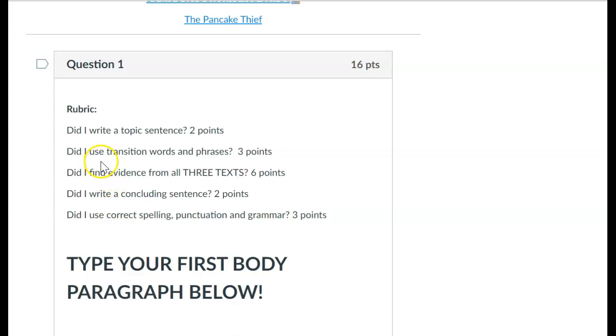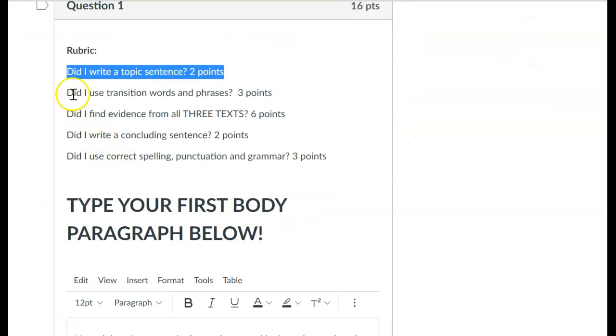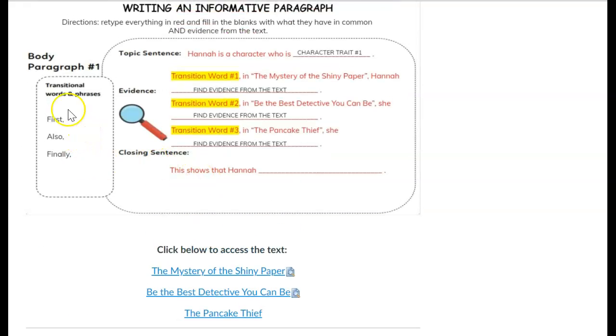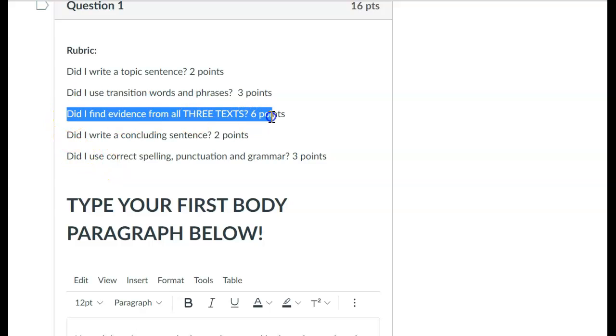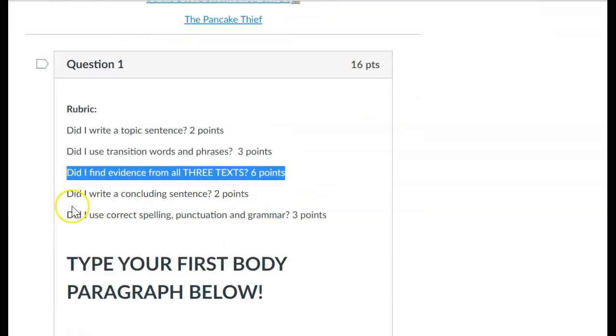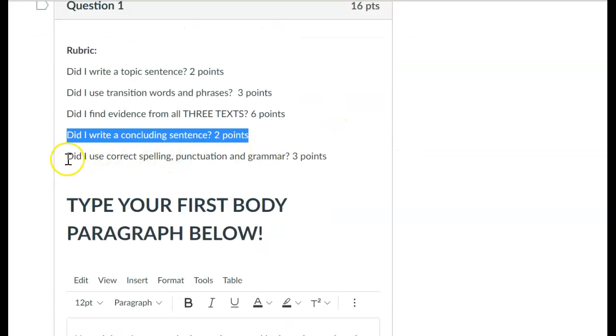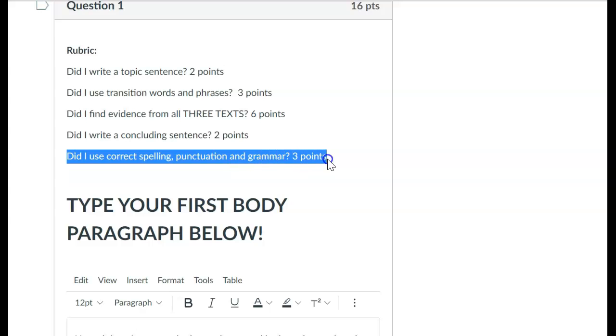After you write your paragraph, you want to go back here and check the rubric. Did I write a topic sentence? Well, if you filled this in, yes, you did. Did I use transition words and phrases? Well, they're right here. All you have to do is add them in. Did I find evidence from all three texts, all three stories? Well, if you did 1, 2, 3, yes, you did. Did I do a concluding sentence? Yep, it's right here. Did I use correct spelling, punctuation, and grammar?